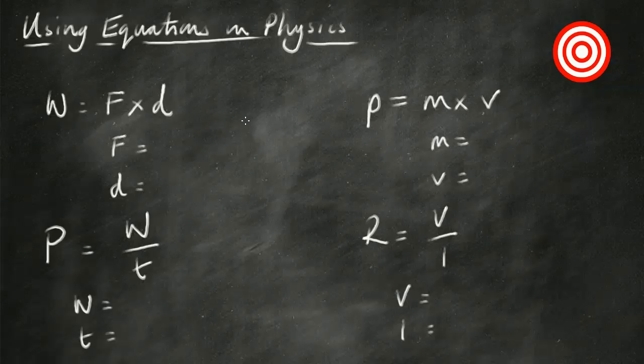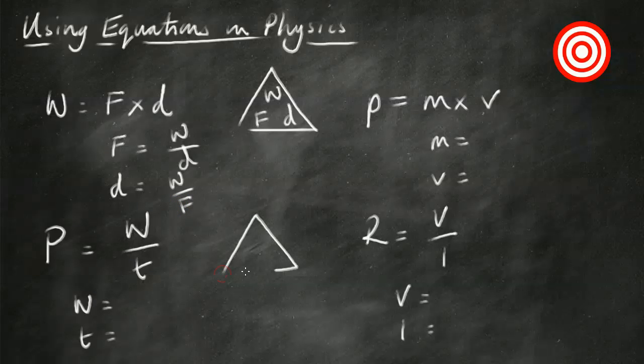Okay, so let's go. I'll just do the triangle method for simplicity's sake. If I was covering up W, I'd see W at the top, so that's my triangle there. Force equals work done divided by D. Distance equals work done divided by force. This one then, if I was covering up P, then I'd see W over T. So power's got to be on the left. So work done equals power times time. Time equals work done divided by power.